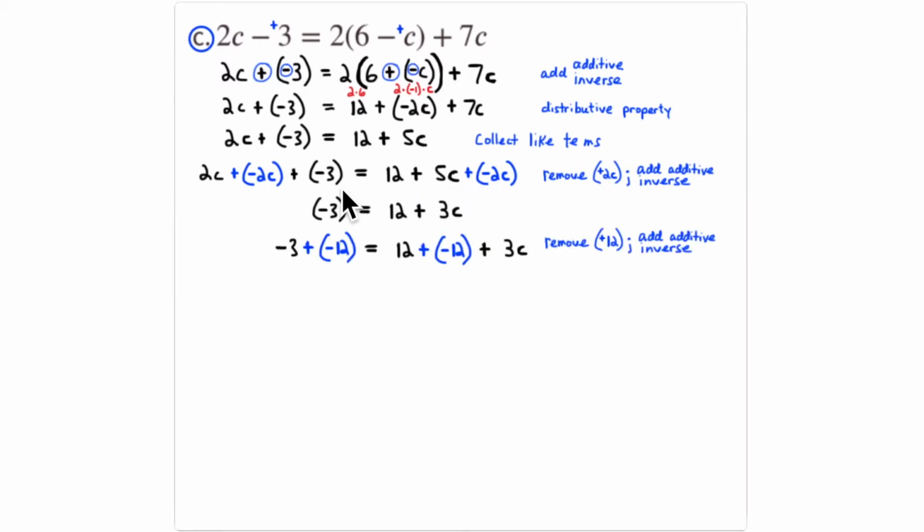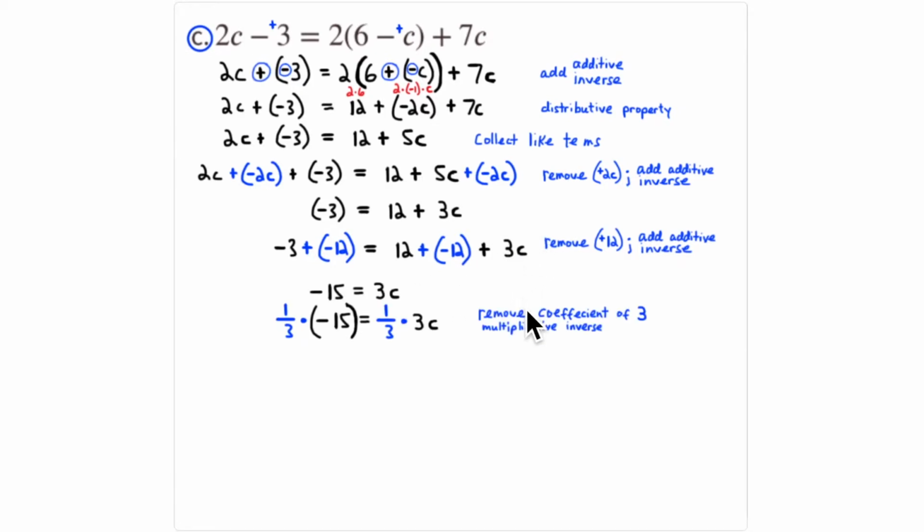So that gets rid of this 2c. And now you're left with a positive 3c on this side because you're adding a negative 2c here. And remove this 12 from this side by adding a negative 12. A negative 3 plus negative 12, negative 15. This becomes 3c on this side. So 3c equals negative 15.